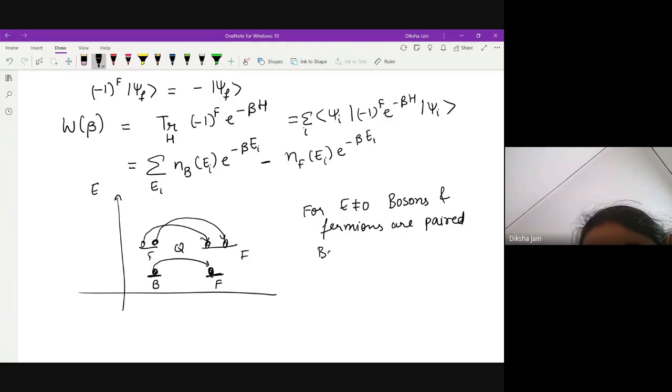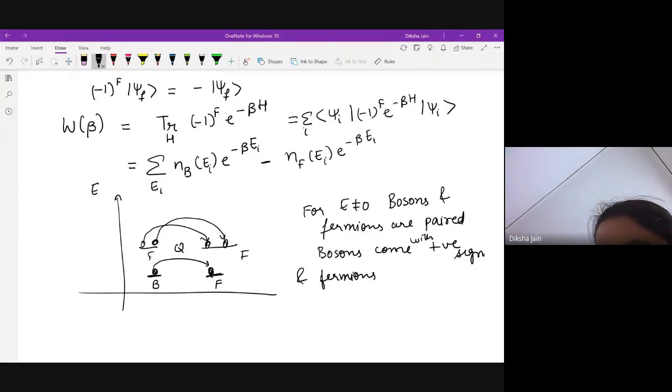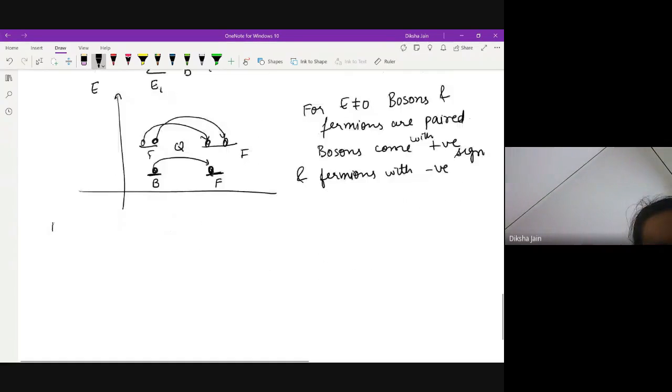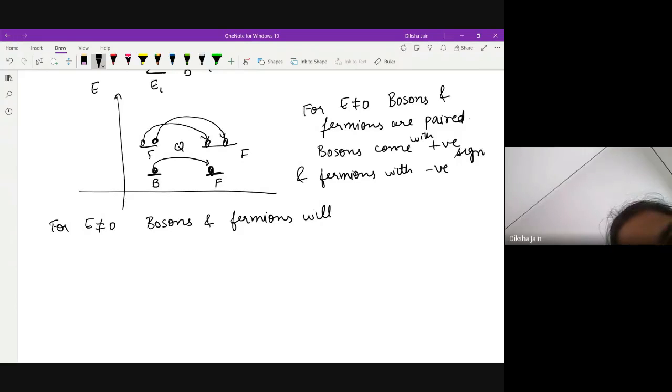So bosons come with a positive sign and fermions with a negative sign. So for non-zero energies, bosons and fermions will cancel from the Witten index, from the trace.